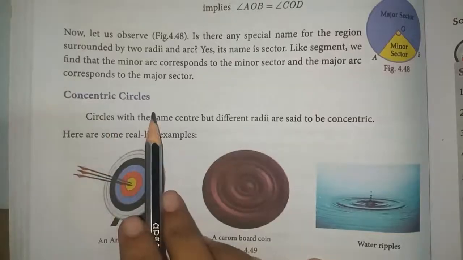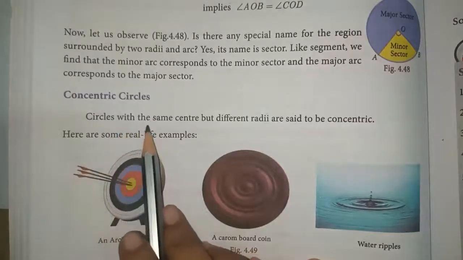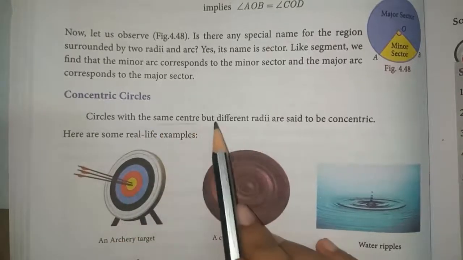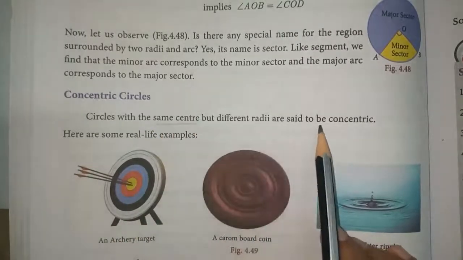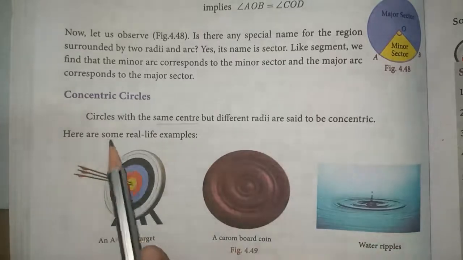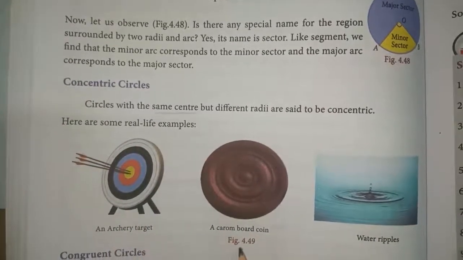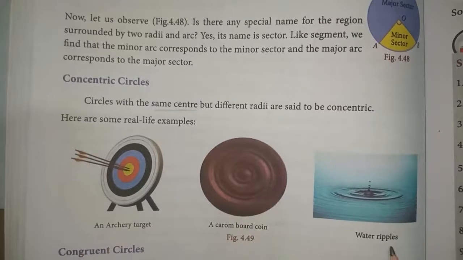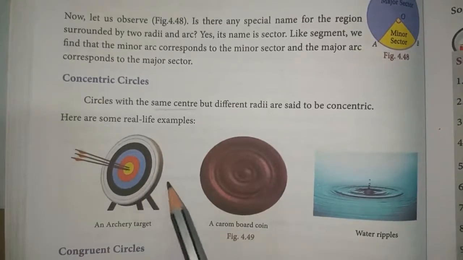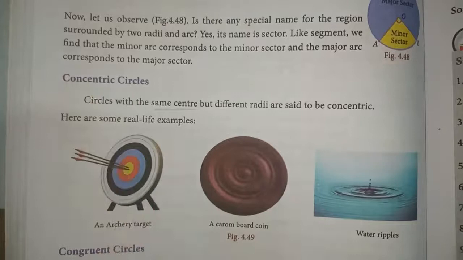Then next one is concentric circle. Circles with the same center but different radii are said to be concentric. So here are some real life examples. An archery target, a carom board coin and water ripples are some of the examples for concentric circles.